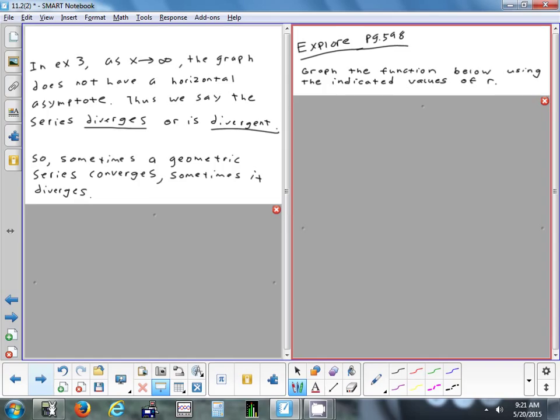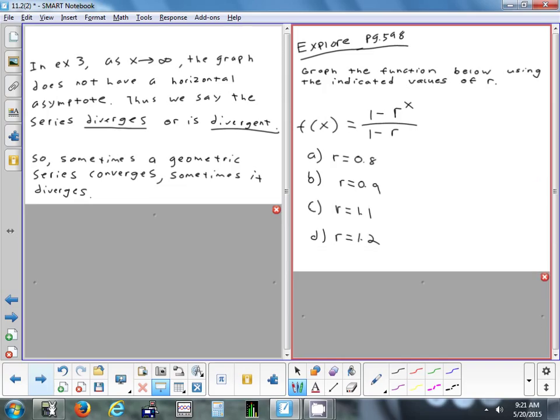All right, so I don't think we really need to do this, but they give you an activity in your book to try. Basically, taking the equation we just did, playing around with different values for r, and seeing when it converges and when it diverges. Okay, let's just write down what you guys think. If r is 0.8, think that would converge or diverge? Yeah, that'll converge. How about if r is 0.9? Think, Michael? Converge. Yeah, that'll converge.